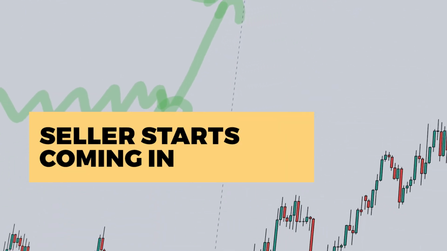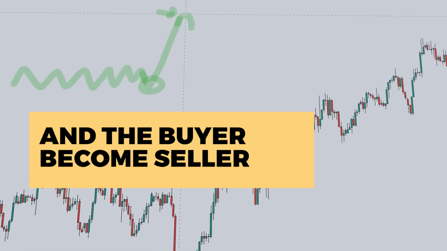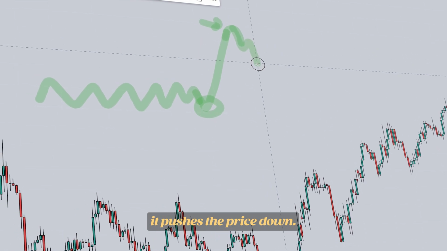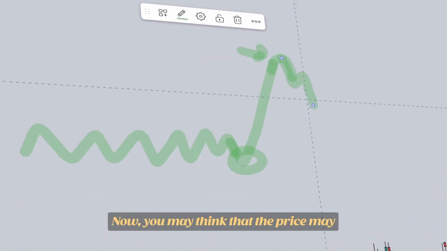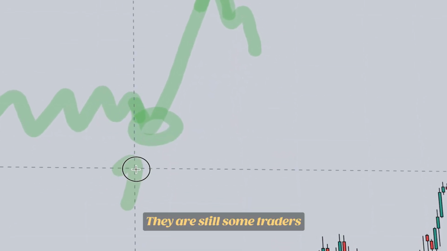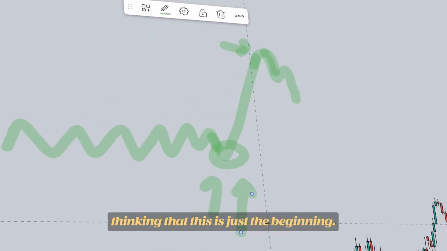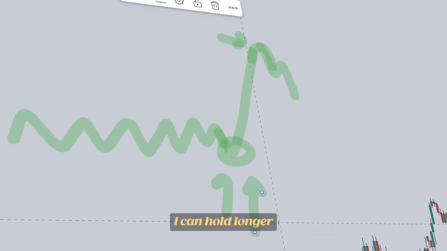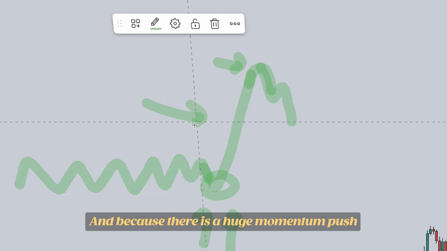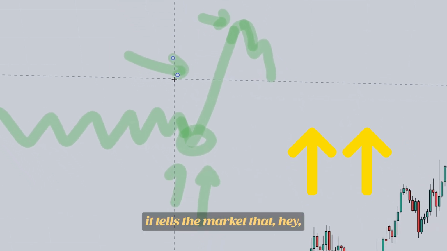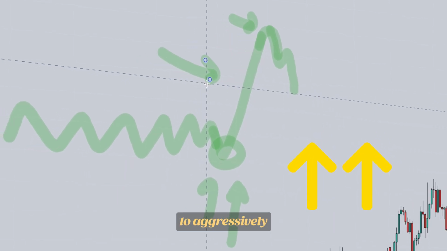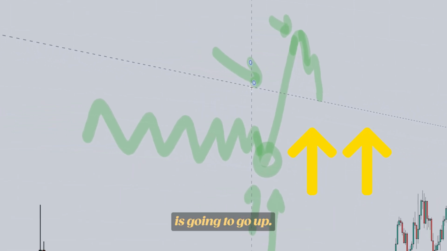The sellers start coming in, and the buyers become sellers, they sell their orders, and it pushes the price down. Now, you may think that the price may drop all the way down, but no. Why? There are still some traders holding their position here, thinking that this is just the beginning. I can hold longer, the price will go higher. And because there is a huge momentum pushing the price up, it tells the market that the buyers are controlling the market, so you may not want to sell too aggressively, because eventually the price is going to go up.